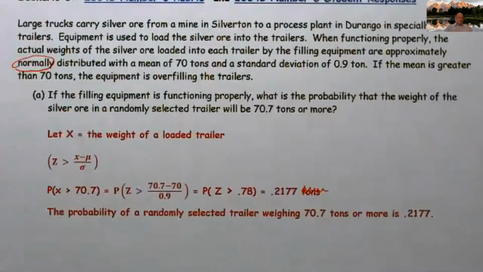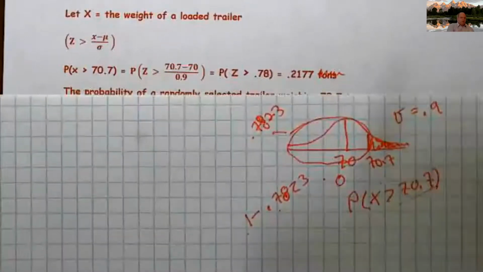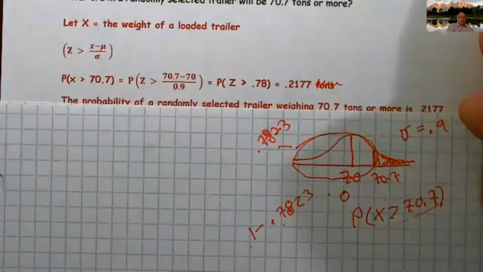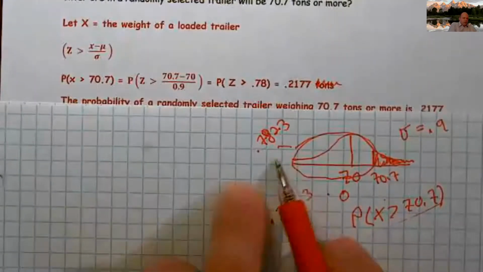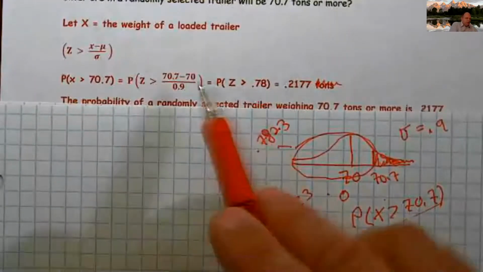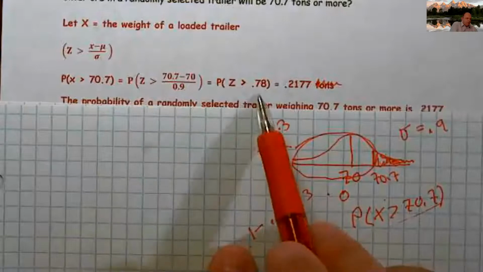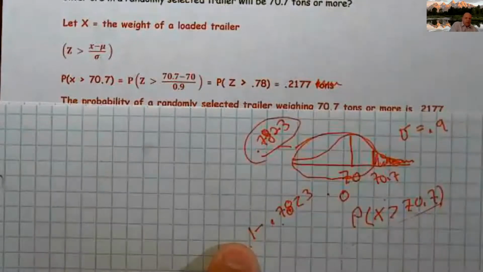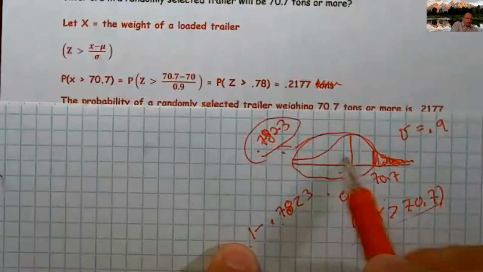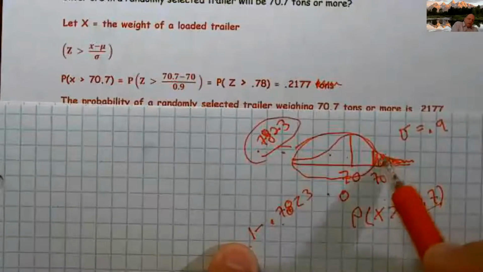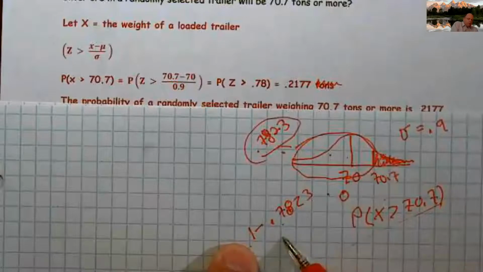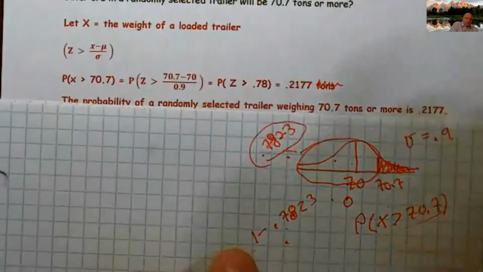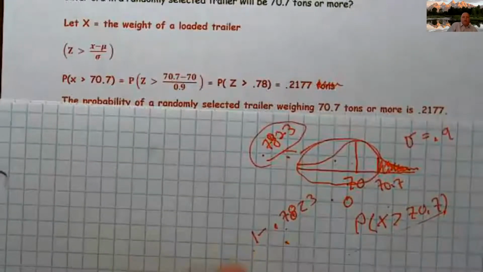All right, so sliding that down, so hopefully we can see all of it together: when I looked it up on the table, I looked up the z-score of 0.78. It gave me 0.7823, but the table works left to right, so that's that area, and I needed this upper tail, so I subtracted from 1. And that gave me the 0.2177.